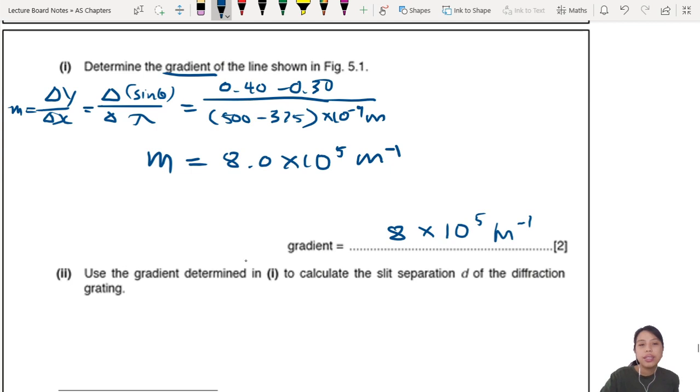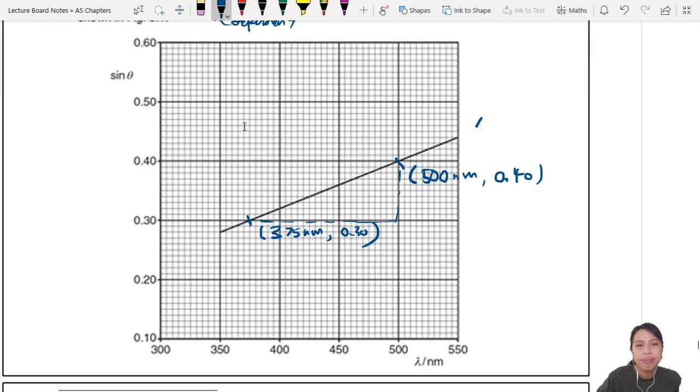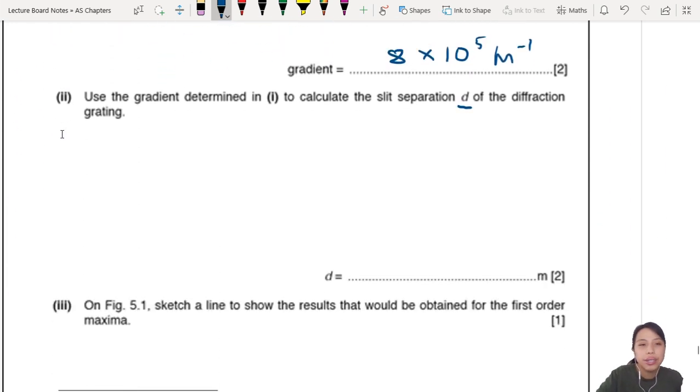Now, second part. Use your gradient to calculate the slit separation d. Now, you must use your gradient here. This is like paper 3. You find a gradient, use the gradient to calculate something in an equation. But what is the equation though? Check back at this. We are plotting our y as sine theta and our x-axis is lambda. So you need to rearrange your diffraction equation, n lambda equals d sine theta. Can we rearrange this into the form of a straight line, y equals mx?